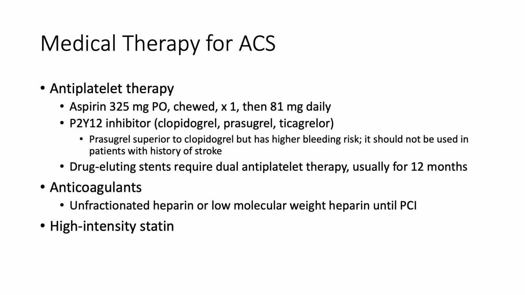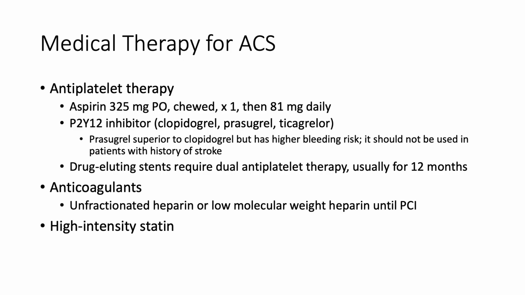P2Y12 inhibitors like clopidogrel, prasugrel, or ticagrelor are also recommended. Prasugrel has been found to be superior to clopidogrel, but it has a higher bleeding risk, and you don't want to use it in patients who've had a stroke. If patients do get a stent, a drug-eluting stent, they're going to need dual antiplatelet therapy, usually for 12 months. And so you want to make sure your patient is actually able to do that before you put a stent in them.